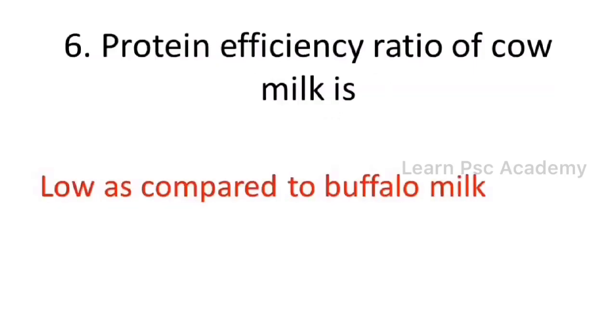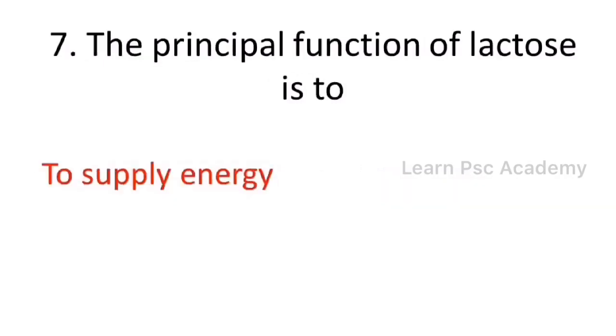Sixth question: the protein efficiency ratio of cow milk is low as compared to buffalo milk. Seventh question: the principal function of lactose is to supply energy. The main function of lactose is to supply energy.